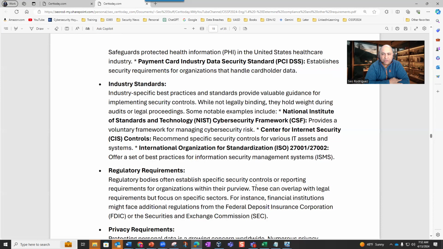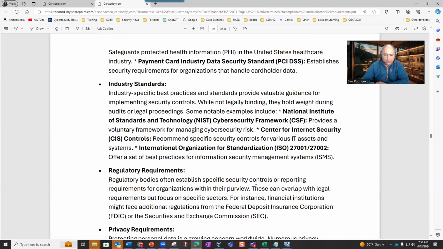Some notable examples include the National Institute of Standards and Technology, NIST, Cybersecurity Framework, CSF, which provides a voluntary framework for managing cybersecurity risk. The Center for Internet Security, or CIS controls, which recommend specific security controls for various IT assets and systems. International Organization for Standardization, ISO. We have talked about some of these before.